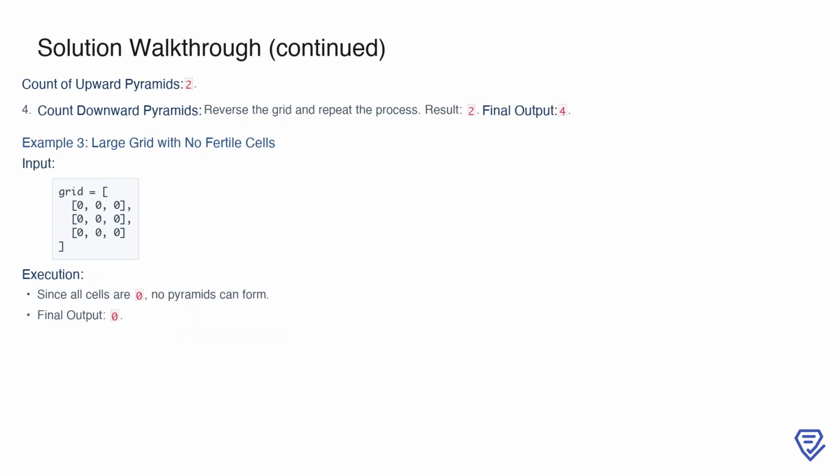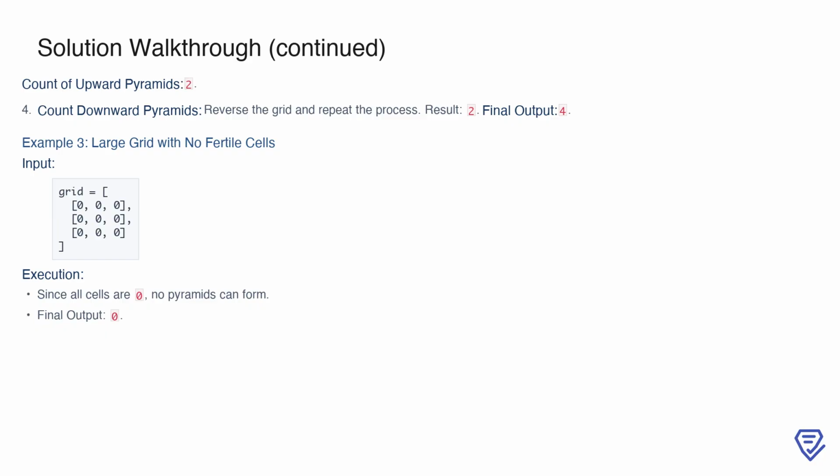At this point, the count of upward pyramids in the grid is 2, as indicated by the heights in the dp table. To count downward pyramids, we reverse the grid and repeat the same process. After evaluating the reversed grid, we find that there are 2 downward pyramids as well. Combining the counts of upward and downward pyramids, the total number of pyramids in this example is 4.